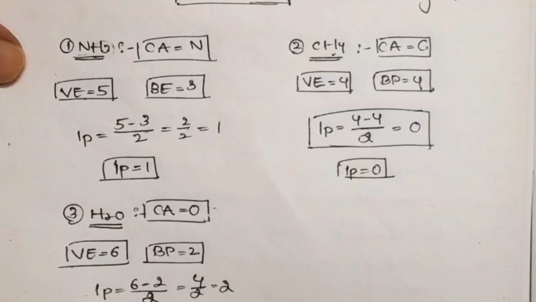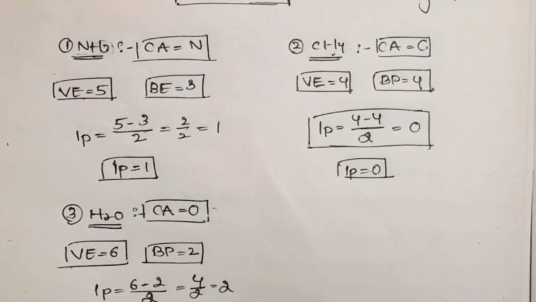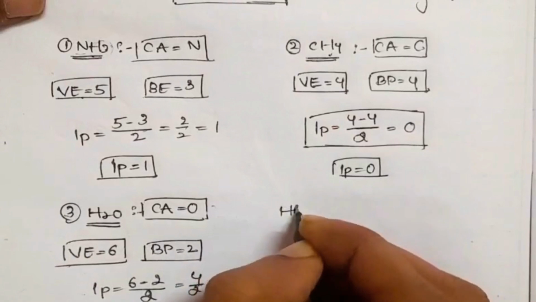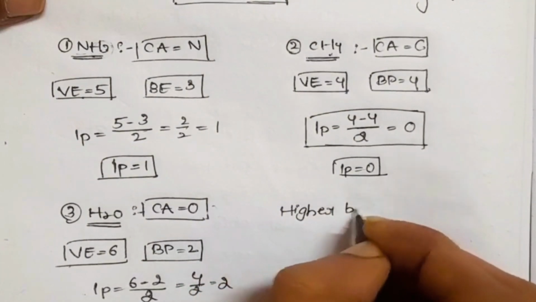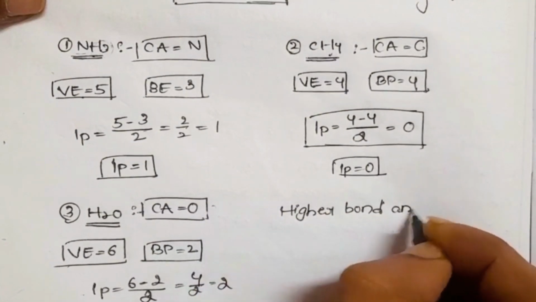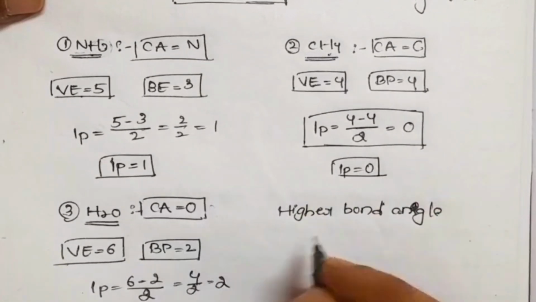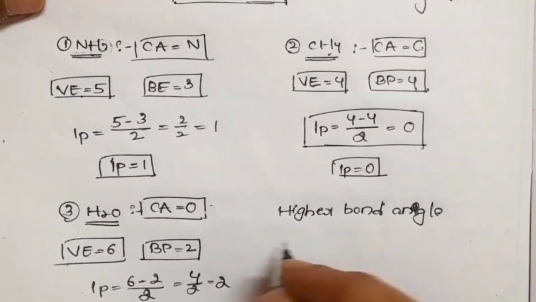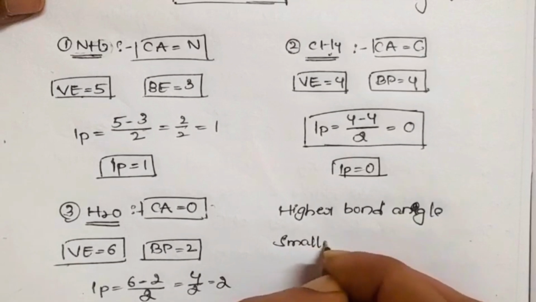Now what they asked in the question, we need to find out the decreasing order of bond angle. That means higher bond angle to lower bond angle. Am I right? So what is the relation between bond angle and lone pairs? Here it is inversely proportional. So for the decreasing order, you should start with the higher bond angle. So it is inversely proportional to the lone pairs. So we need to start with the smallest lone pairs.